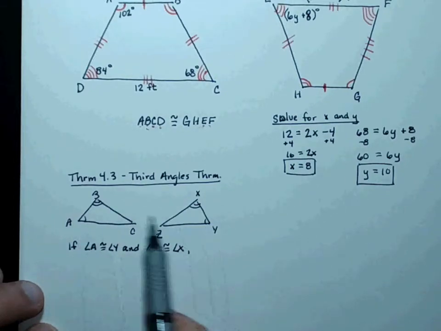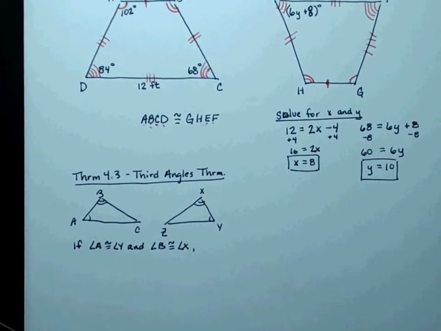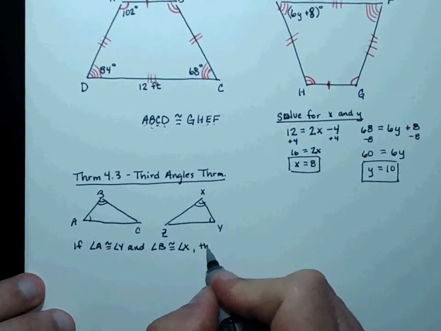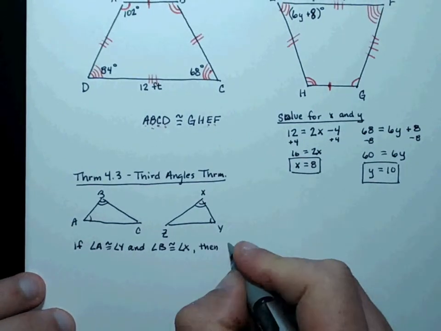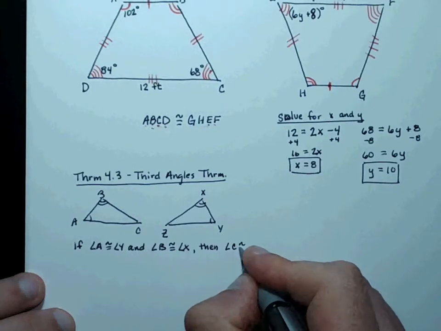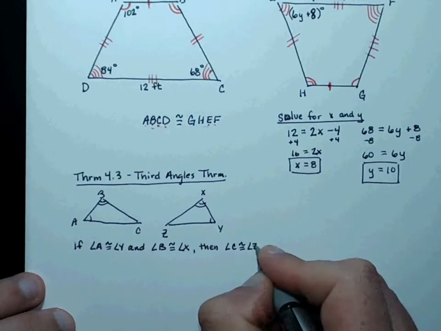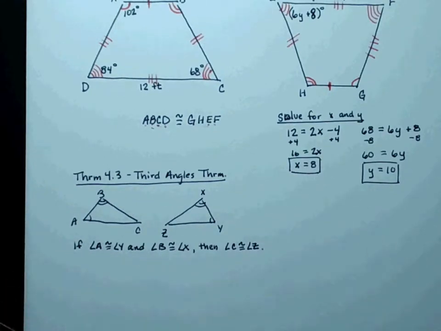If we have two pairs of congruent angles, then angle C must be congruent to angle Z. The third pair has to be, because every triangle adds up to 180 degrees. Every triangle adds up to 180 degrees.